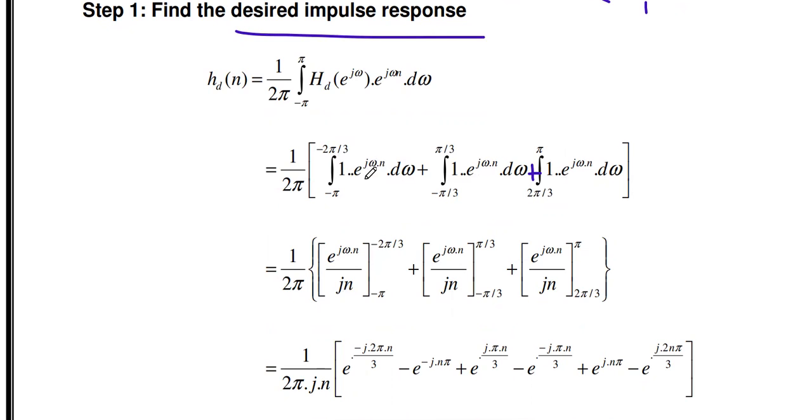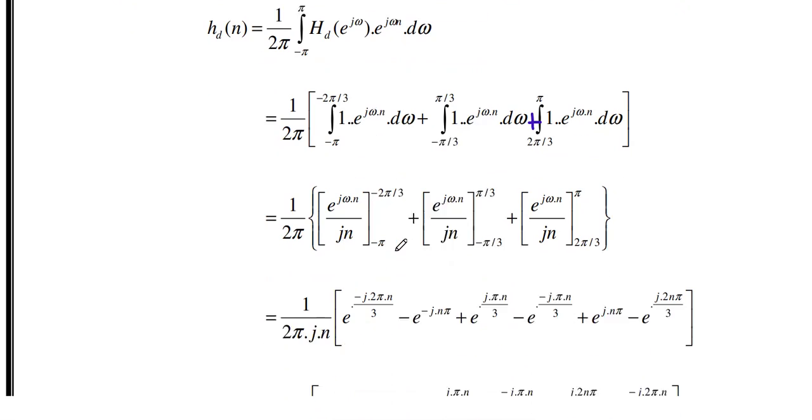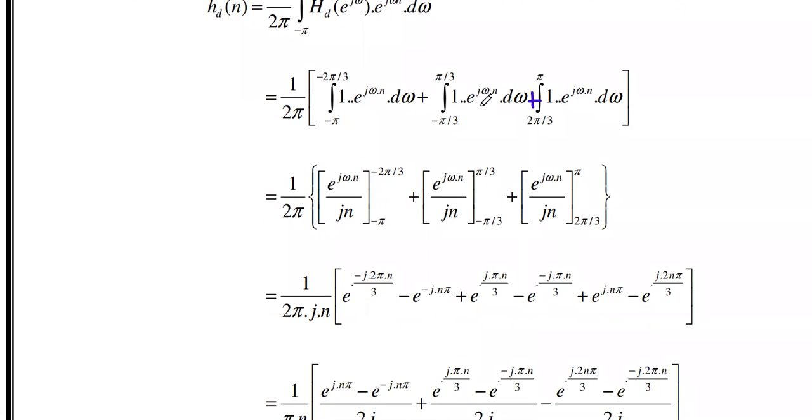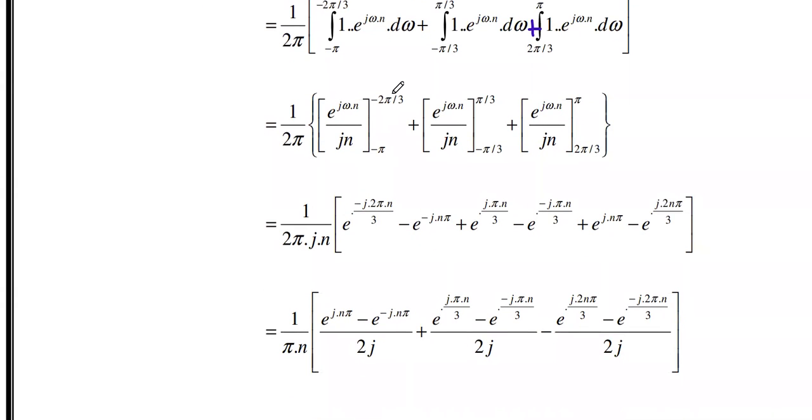Okay, here the integration is with respect to the variable omega, with the limit minus pi to minus 2 pi by 3. Then plus, integrating e power j omega n by jn with the limit minus pi by 3 to pi by 3. Similarly, integrating e power j omega n by jn with the limit 2 pi by 3 to pi. Then you substitute the upper limit and lower limit and expand it.